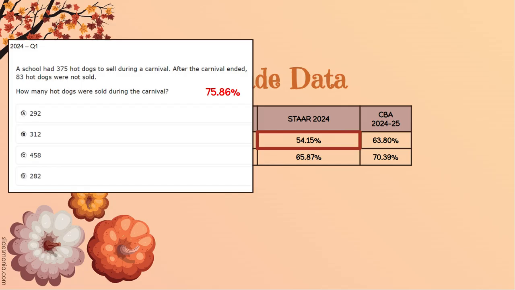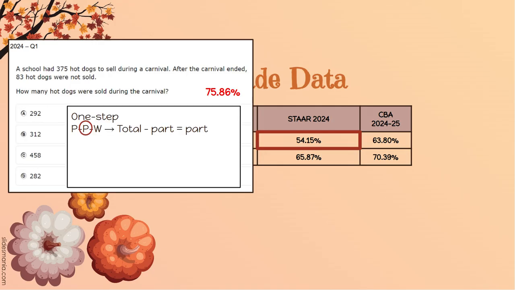A school had 375 hot dogs to sell during a carnival. After the carnival ended, 83 hot dogs were not sold. How many hot dogs were sold during the carnival? Well, it's only a 1-step problem. It's a part whole problem. We are missing the part.